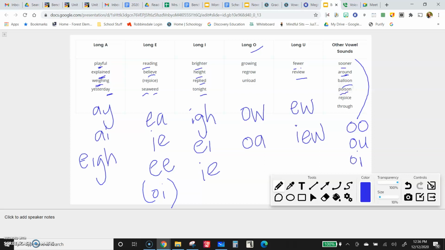Poison. So that's kind of a weird sound. Oi. We can get rejoice and then through. OU can say ow like around, or OUGH can say ooh. Not always. As in English, there are usually exceptions, but here are some of the patterns that you'll see in the words.